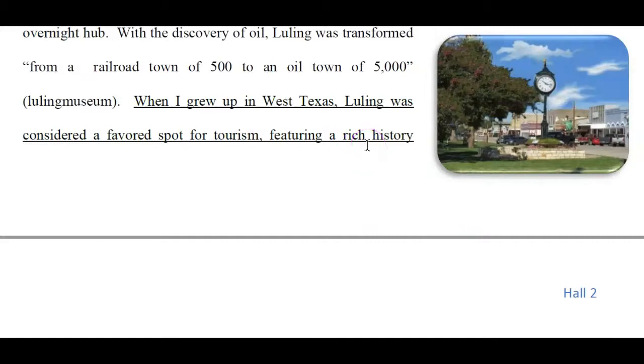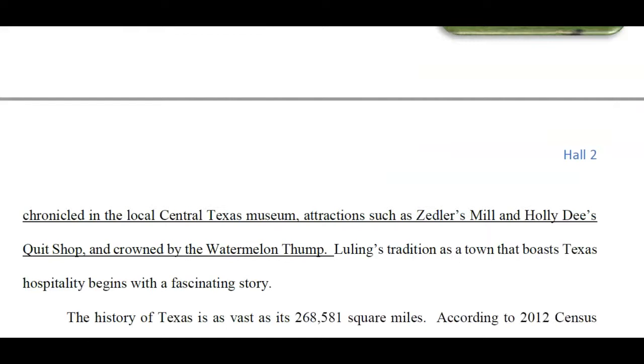So the reader knows that what the reader is going to be reading first is a bit of history about Luling, Texas. The next thing the reader knows that they will be enjoying is the attractions. And then they know that the last thing that they will be reading will be the watermelon thump. You see how easy that is?